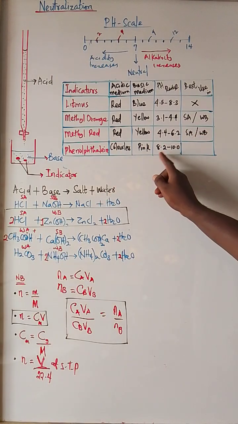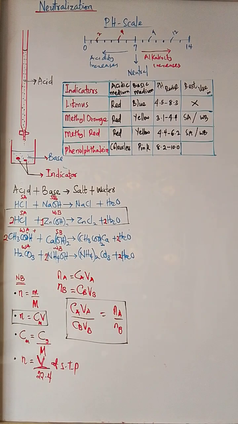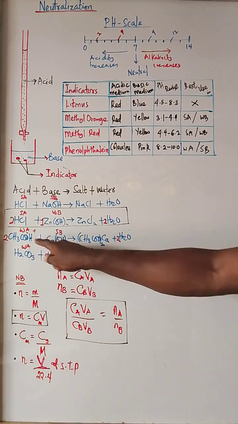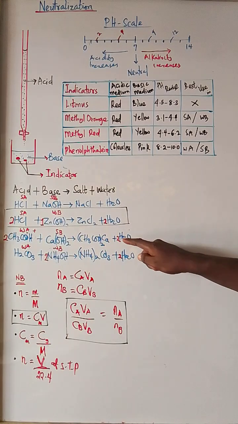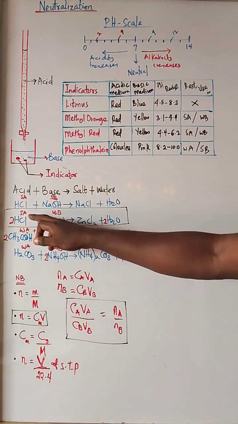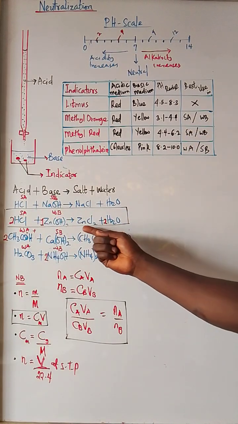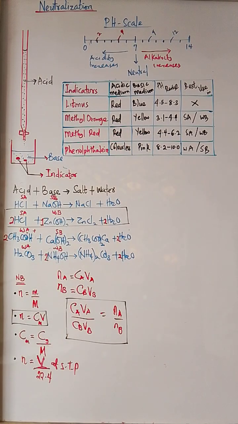Now, phenolphthalein, when you check the range, its pH range is from 8.2 to 10.0, so it falls on the basic side. So we use this one whenever we are doing titration of a weak acid versus a strong base. This is weak acid, strong base. So for this case, we are going to use phenolphthalein. So what about strong acid, weak base? For strong acid, weak base, we can use either methyl orange or methyl red.